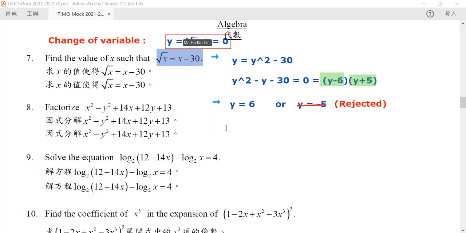So we know that y is equal to 6. Finally, we substitute back to get our solution. The square root of x is equal to 6, and hence x is equal to 36. So this is how we do question 7.